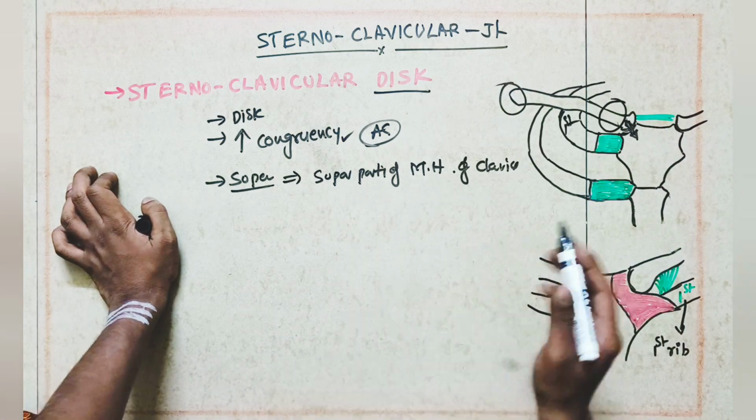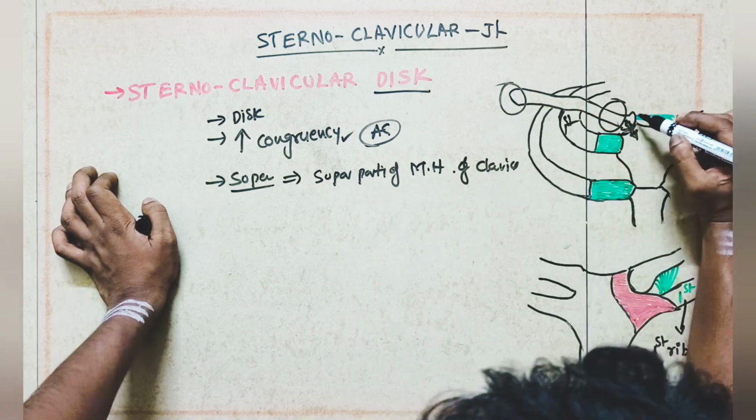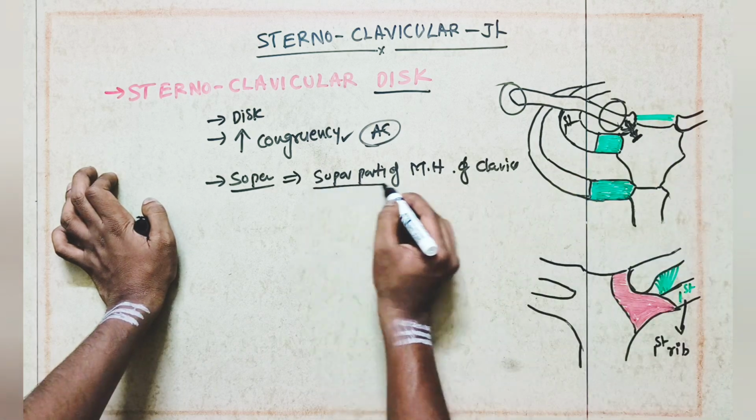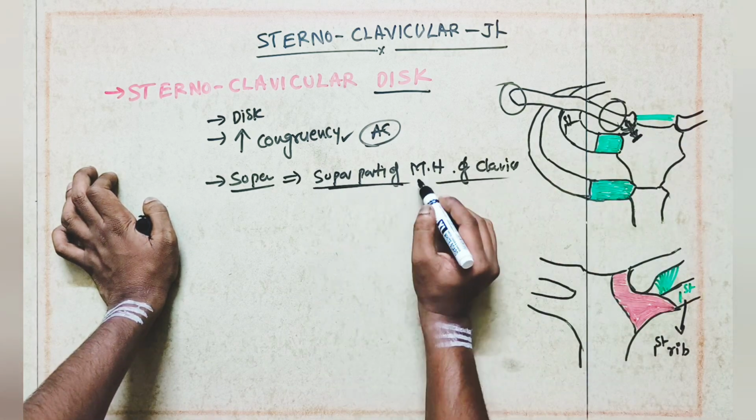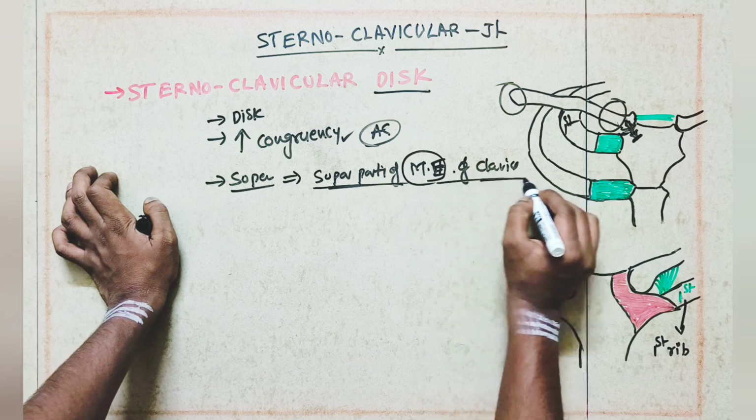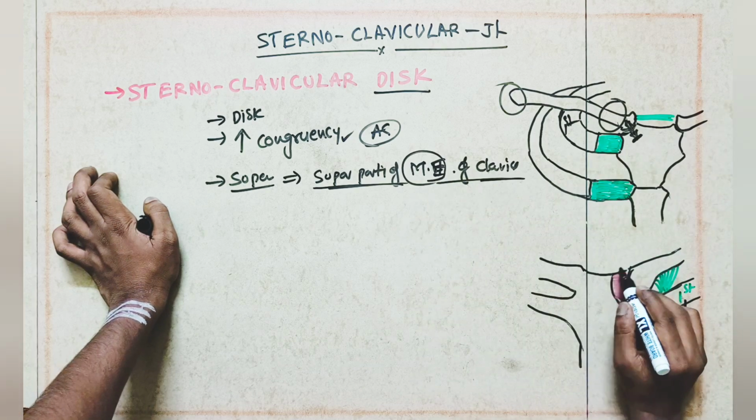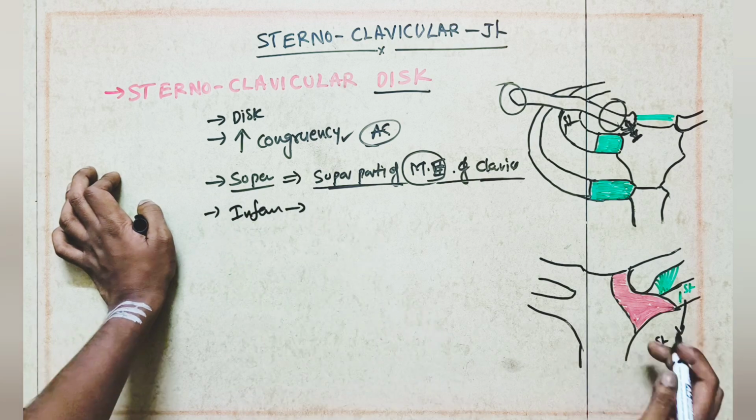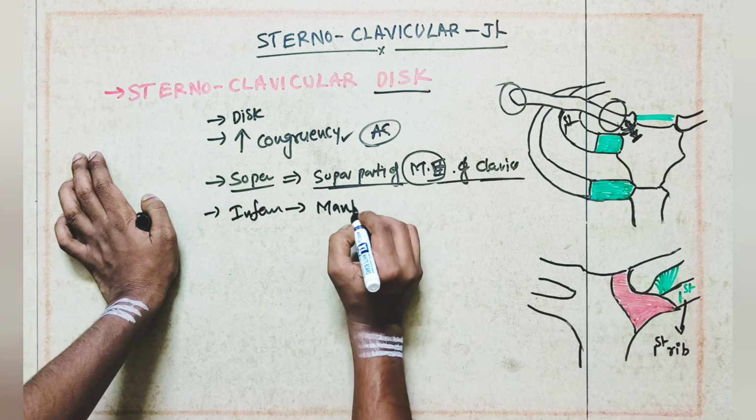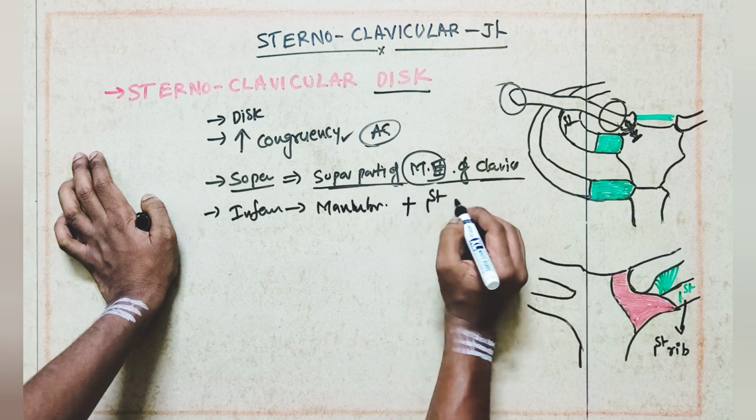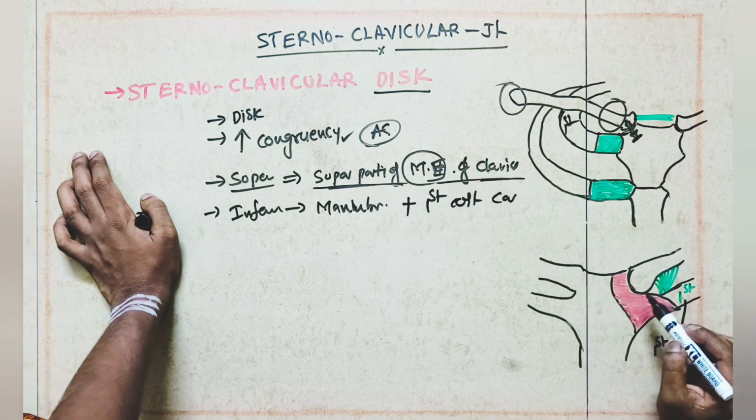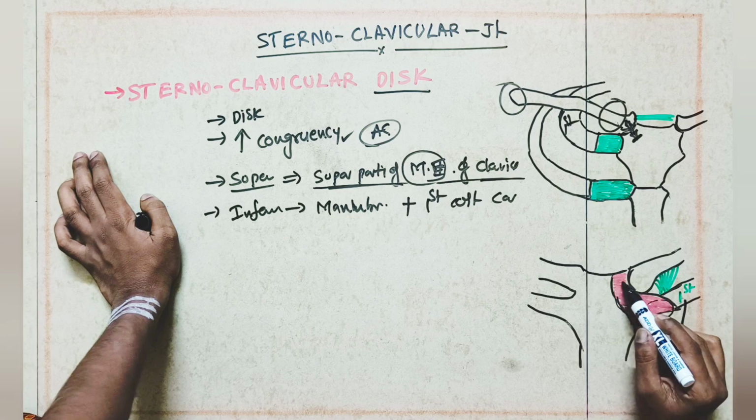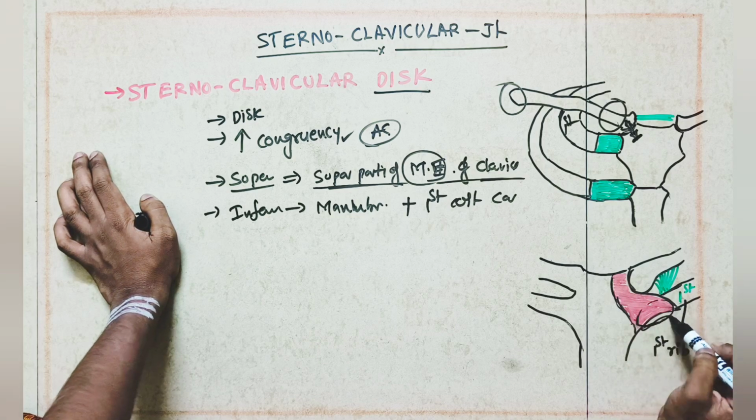This is the medial end of the clavicle, and this is the lateral end of the clavicle. The superior portion is not going to articulate with the manubrium; the superior portion of the medial end of the clavicle will give articulation to the articular disc, the sternoclavicular disc. Inferiorly, the disc is going to articulate with the manubrium and at the same time the first costal cartilage, which is present here. So the disc attaches to the manubrium and first costal cartilage.